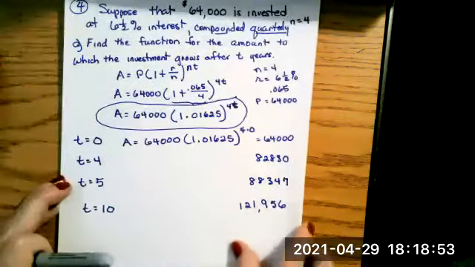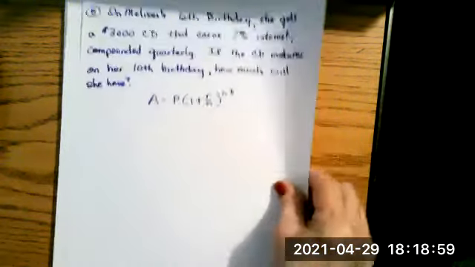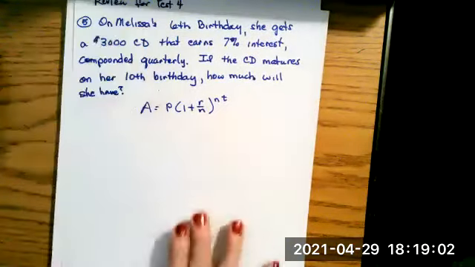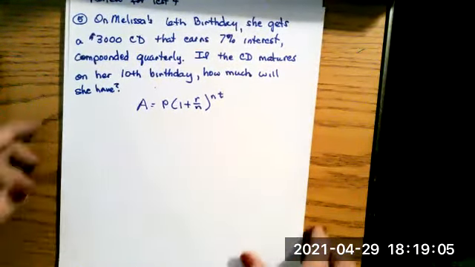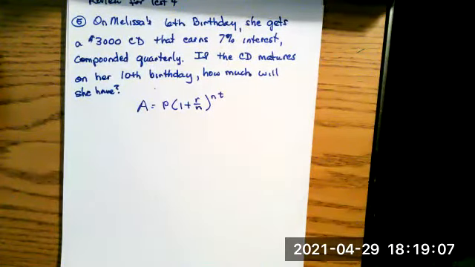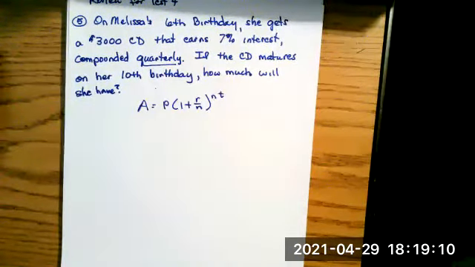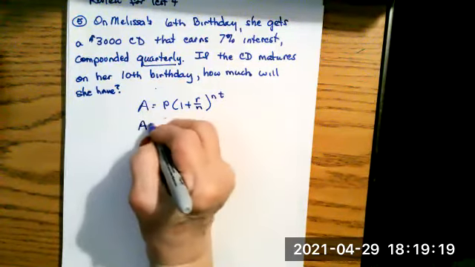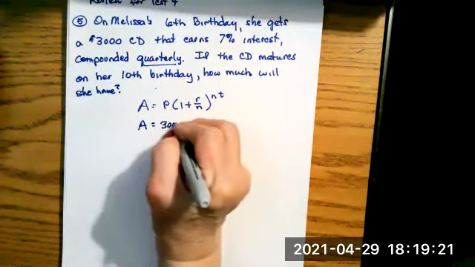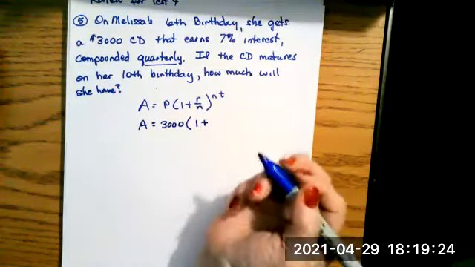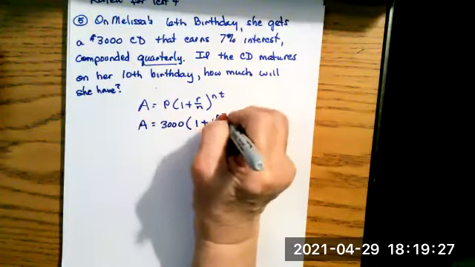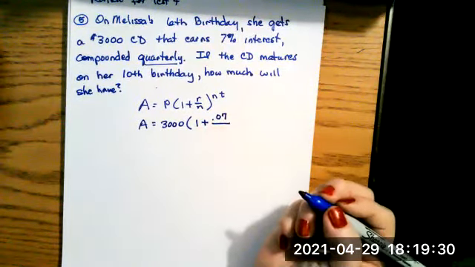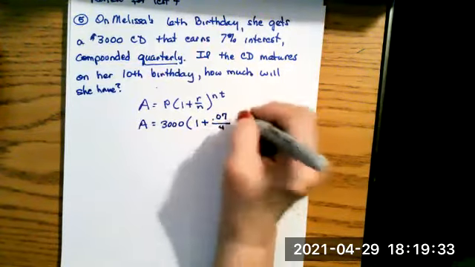Okay, let's talk about Melissa and her birthday. Melissa's in every one of these. This is number 5. On Melissa's 6th birthday, she gets a $3,000 CD that earns 7% compounded quarterly. If the CD matures on her 10th birthday, how much will she have? So we need some things to know on here. Our principal is $3,000. And our rate of interest is 7%, so that's 0.07. And if it's compounded quarterly, that's 4 times.